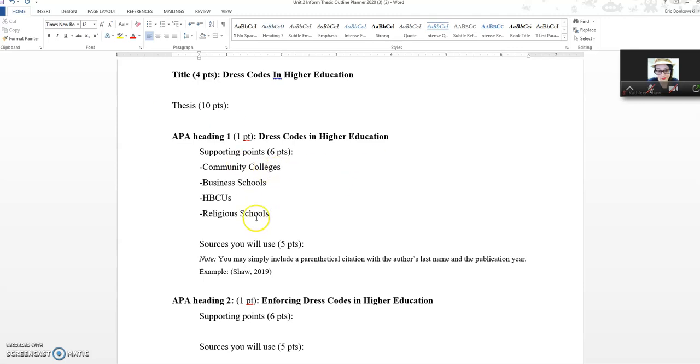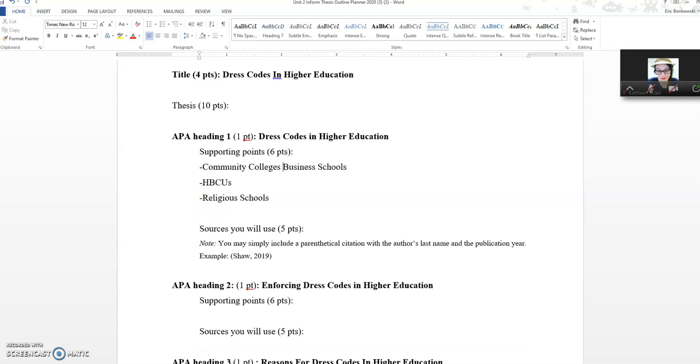And as I'm looking at my sources, it might turn out that I only have a couple sentences about business, or maybe community colleges and business schools have the same reasons for having dress codes. So maybe I combine those into a paragraph. It all depends on me and my research.